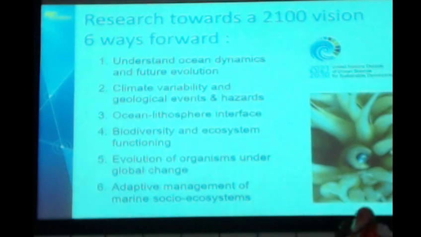To wrap it up, IFREMER's ambition and vision is to foster research for a sustainable ocean and the future we want. We are deeply committed to supporting the UN Decade of Ocean Science for Sustainable Development. We identified 6 ways forward for our institute. So first is to understand ocean dynamics and its future evolution towards the year 2100. To study climate variability and geological events and hazards. To study the ocean-lithosphere interface. Also to enhance knowledge on biodiversity and ecosystem functioning. Also to better understand the evolution of organisms under global change. And of course to give close attention to the adaptive management of marine socio-ecosystems.